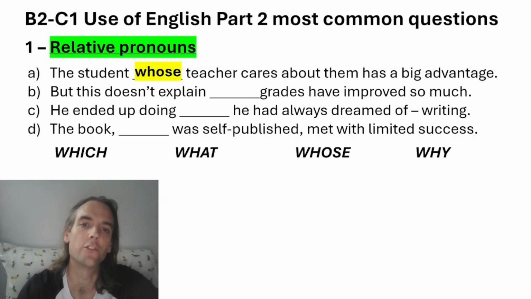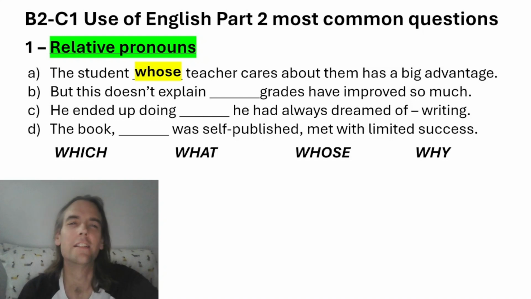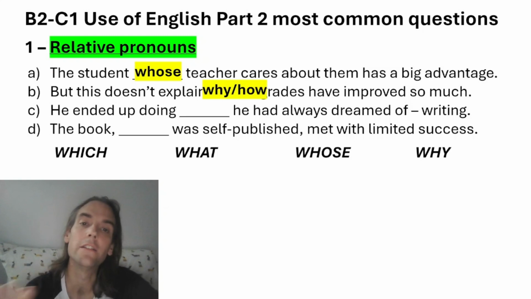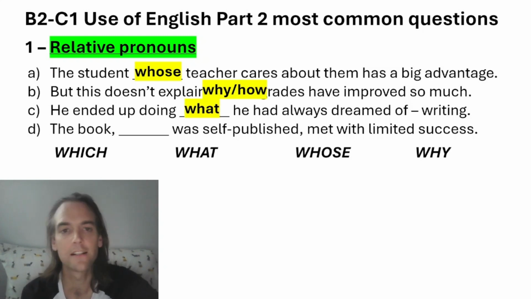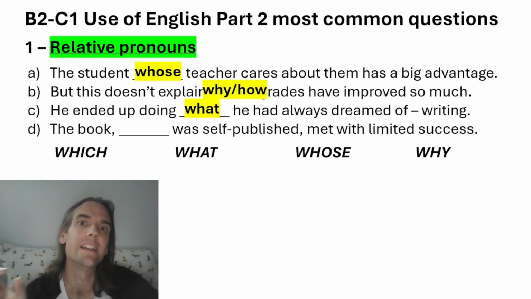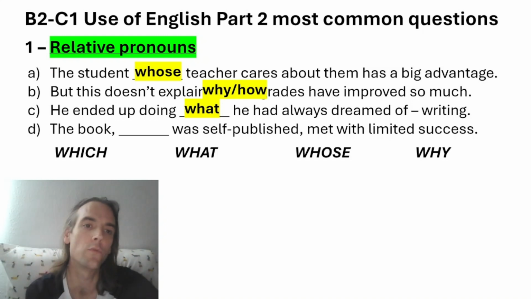Of course, it's the student whose teacher, because it's possession. It's the teacher of the student. The student's teacher. The student whose teacher. This doesn't explain why. If you said how, that's also fine. That can be used as a relative pronoun in this sentence. What, of course, meaning the thing that. That's your test. If the thing that fits, then the answer is what.